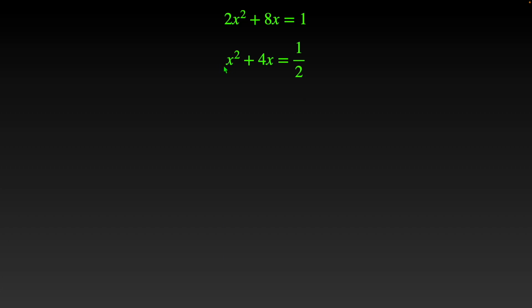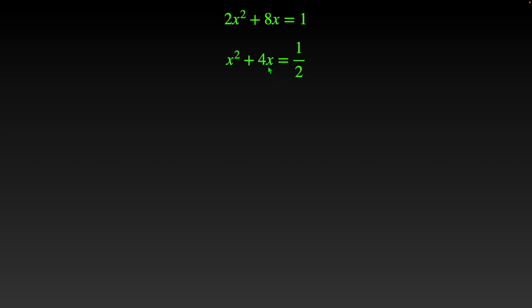Now the coefficient of x squared is 1. If we don't write a number in front of x squared, that means it is 1. We also want to make sure that the constant, meaning the number without the x, is on the other side. So now let's complete the square.